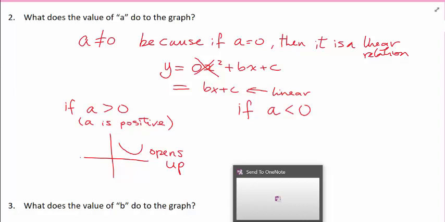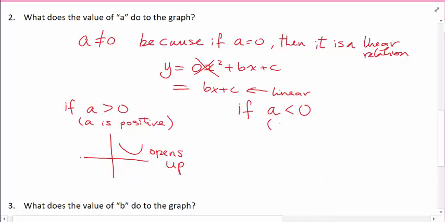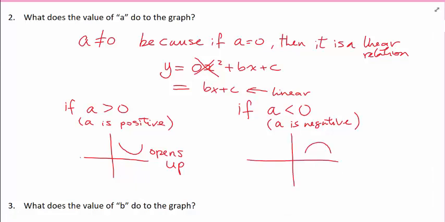or A is less than 0, so that means A is going to be negative. What happens to my curve? It opens like this, yes? So opens down. We say that this one opens down. Okay?